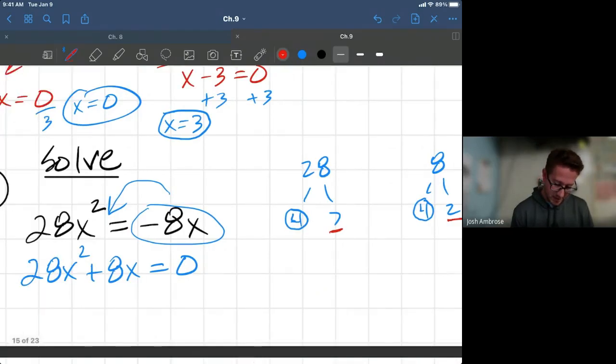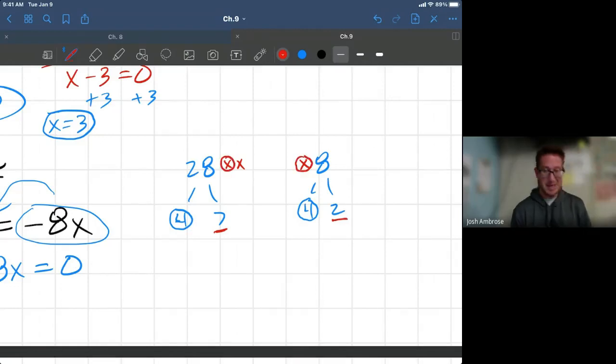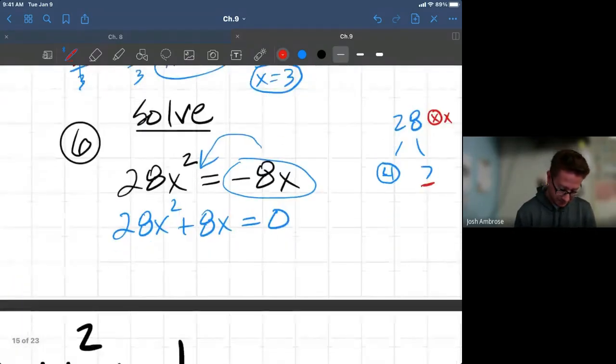Then take a look at the x's. All right, this side had an x and an x. This side had just an x. So what we're sharing is we're just sharing an x. So we can take an x out. We can take a 4 out. So let's do that. 4x, take that out. What's left over? 7x plus 2.